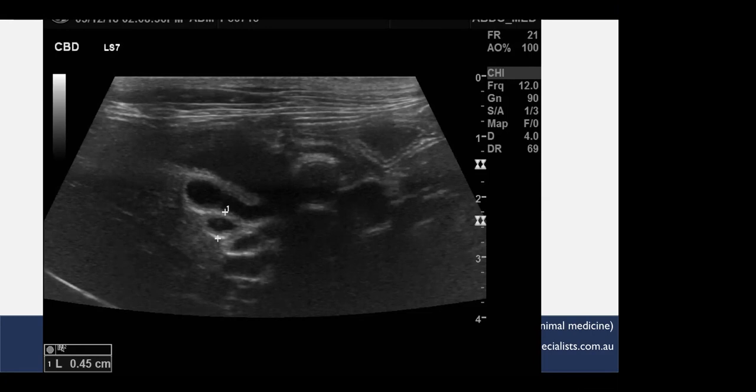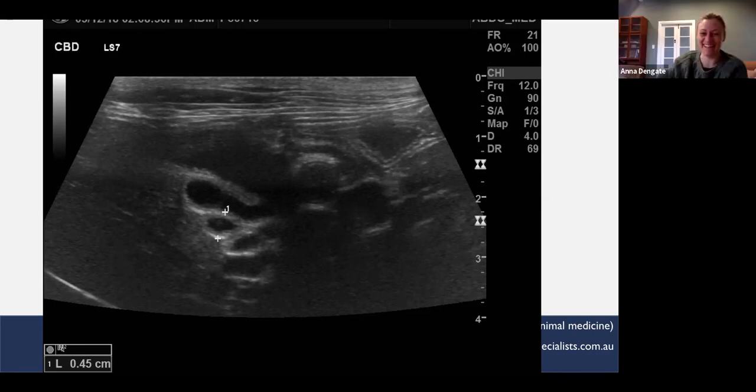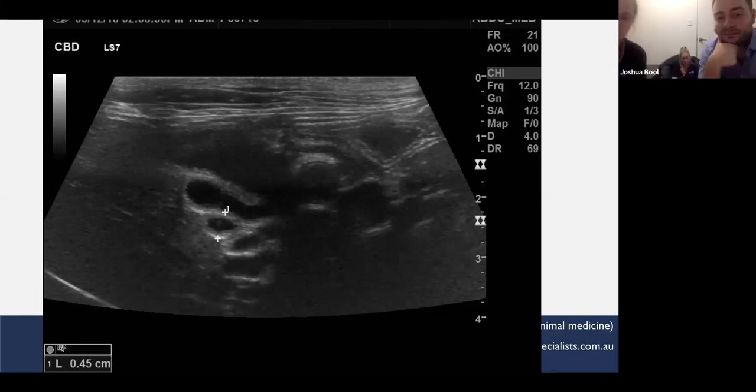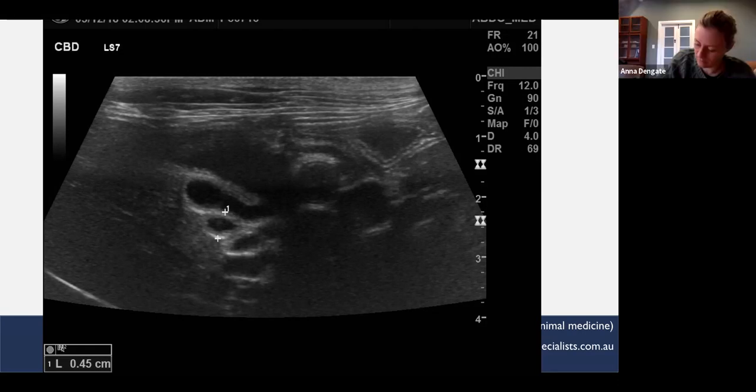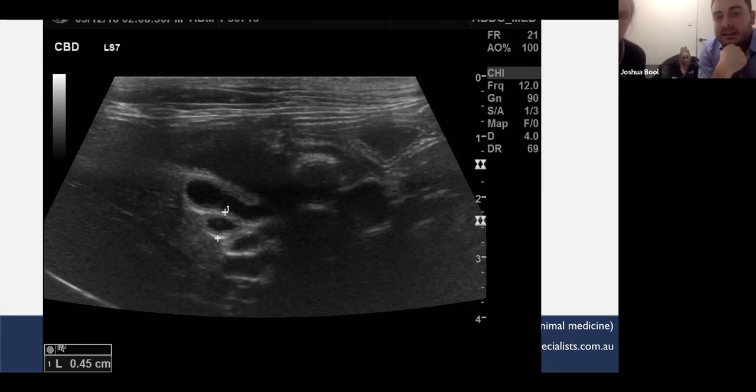Wow. Yes, agree. It looks tortuous. Good. As well as it is distended as well. Mm-hmm. It contains anechoic fluid, and the walls are hyperechoic. Excellent.